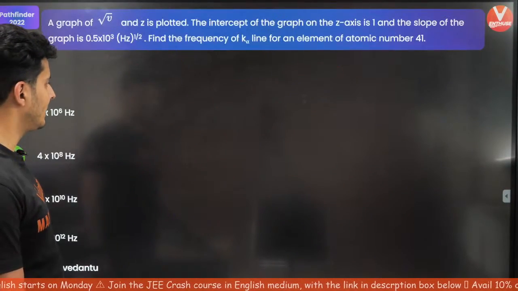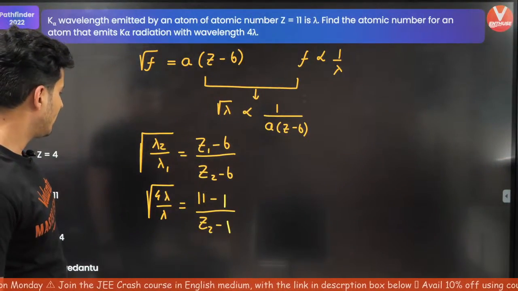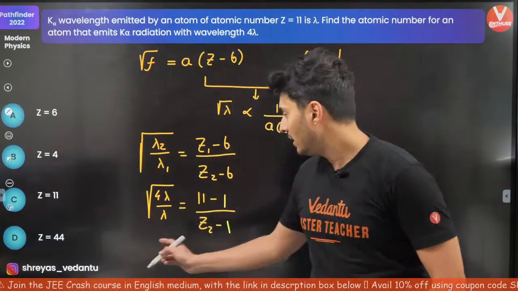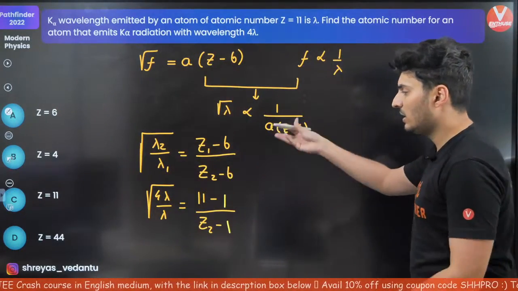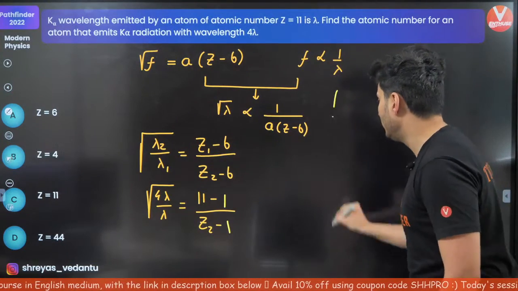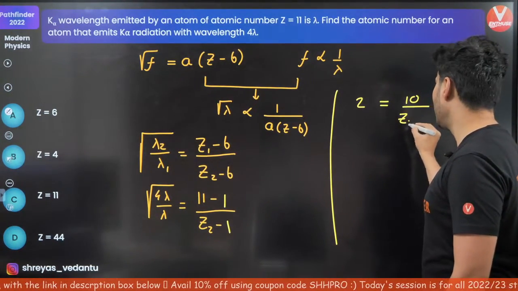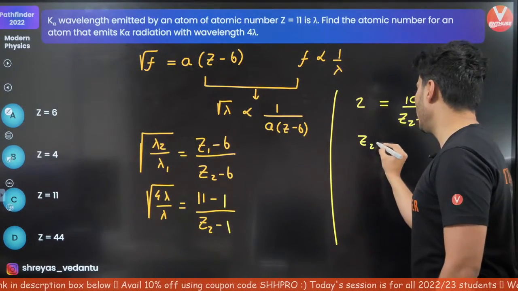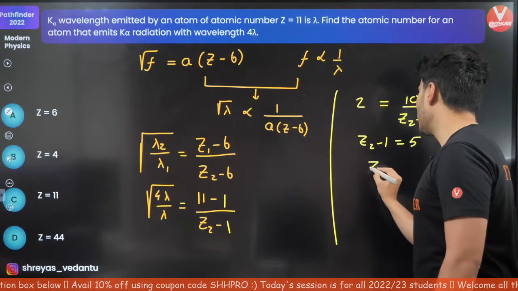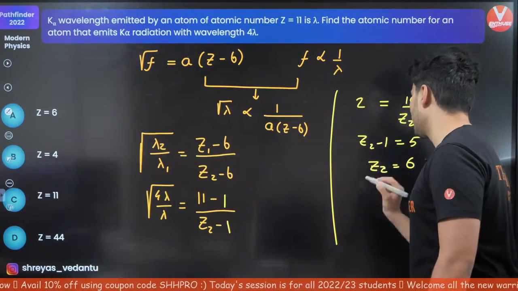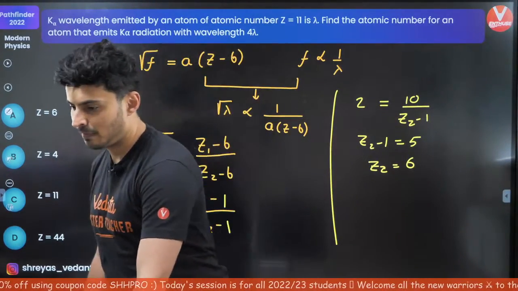And we should be able to get the answer in the next step. Alright. So we have 4 lambda by lambda. That's root of 4. That's 2, I believe. So 2 is equal to 11 minus 1, which is 10, divided by Z2 minus 1. So Z2 minus 1 is equal to 5. So Z2 is equal to 6. That's how you do this.